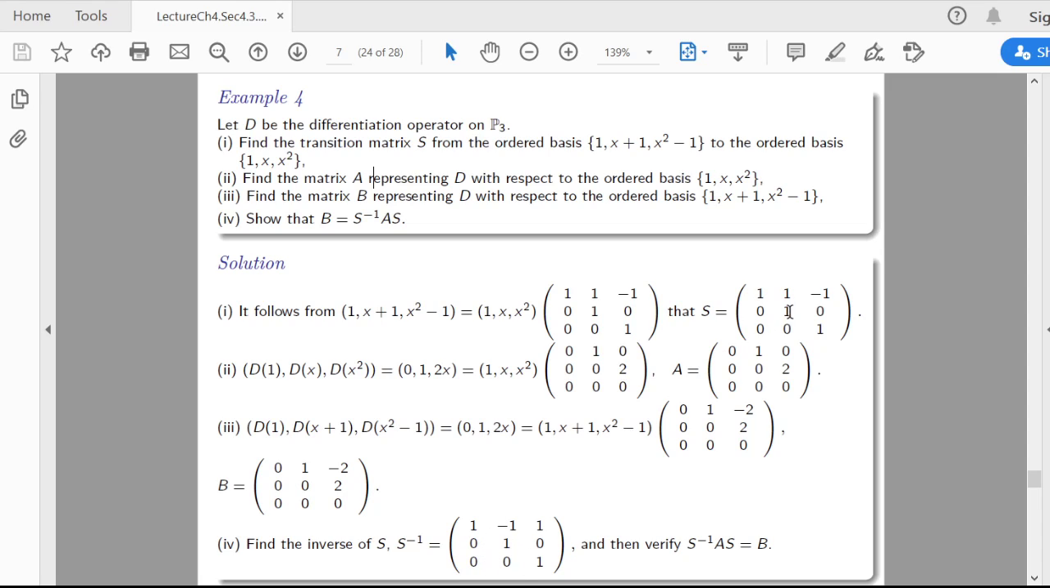Now this one you can easily verify. And then we can take a look. This matrix times A, then times S equal to B. Now this is just do the simple multiplication. You can verify this equation. This equation is actually the conclusion in the last theorem.